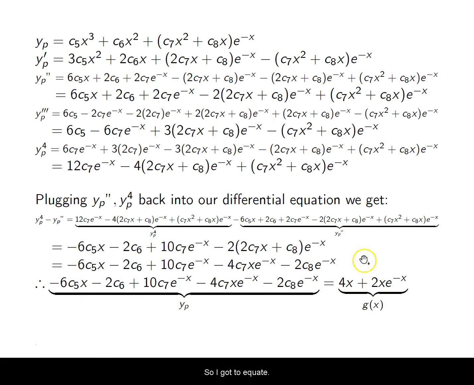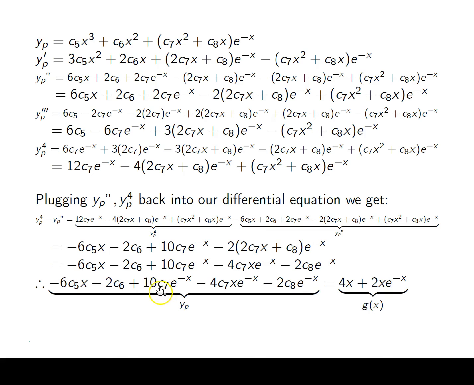So I've got to equate each of the pieces, right? So I'm looking at the coefficients. So if you notice here, as far as the terms that have only an x, a coefficient times x, that's only this term, right? This has an e to the x, this has an e to the x, this has an e to the x. So that means that c5 times -6 has to equal 4, right? Here I have just a constant. There are no constants over here. That means c6 has to equal 0, okay?